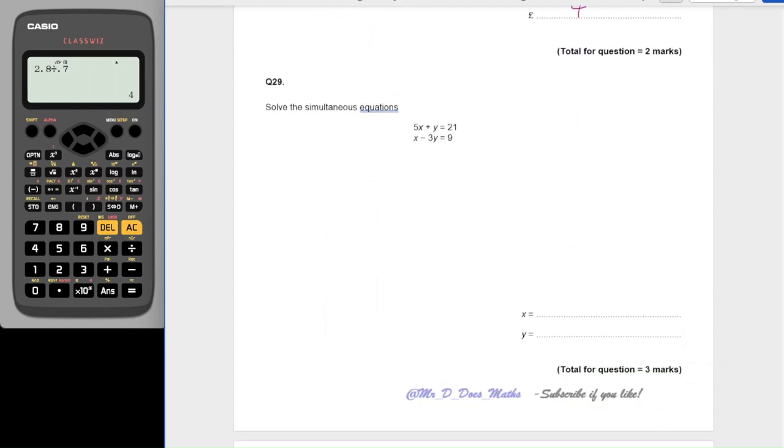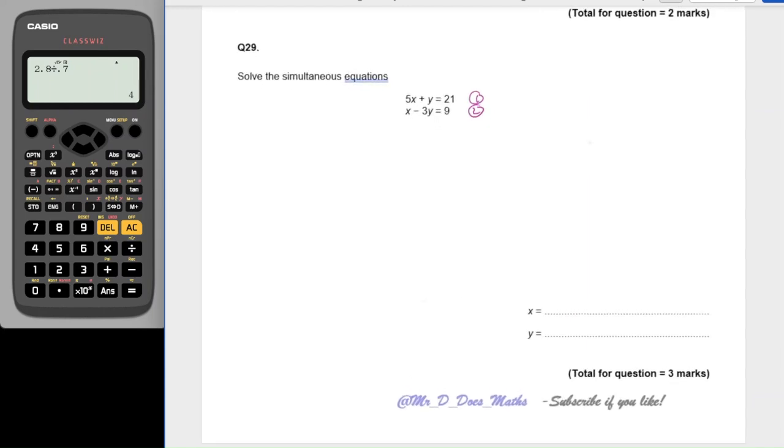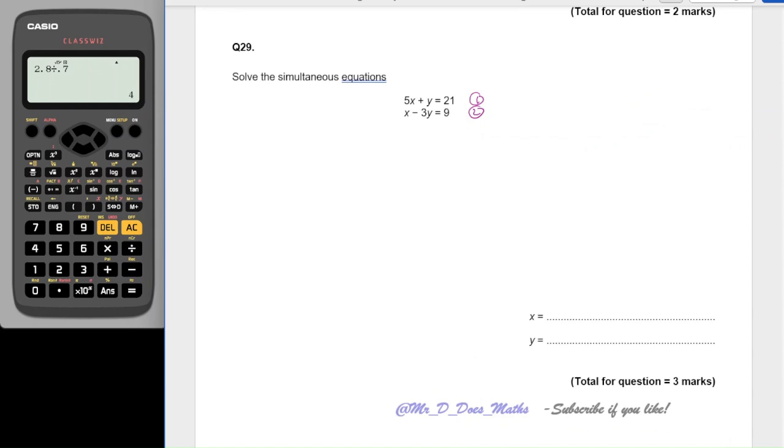Right, question 29. Solve the simultaneous equations, and neither of them have got the same coefficient. So this one's got an x coefficient of 5 and 1. This one's got a y coefficient of 1 and -3. And I need them to have the same size. Whether they be pluses or minuses is irrelevant at this first step. So I'm going to call this equation 1 and this equation 2, and I'm going to multiply equation 1 by 3.